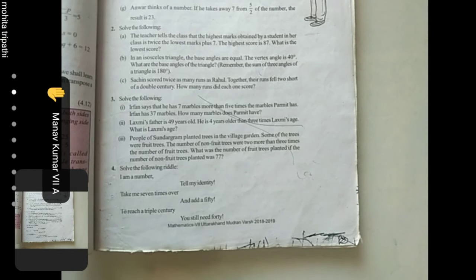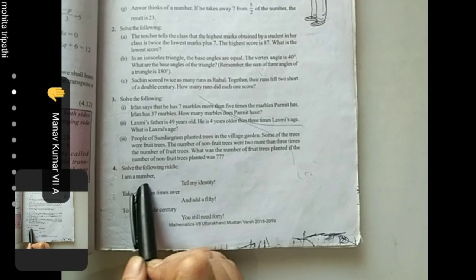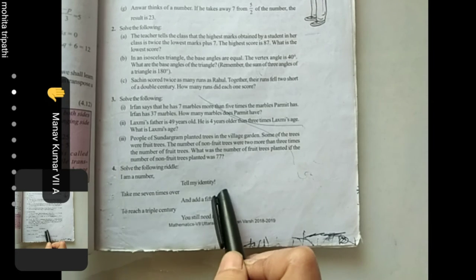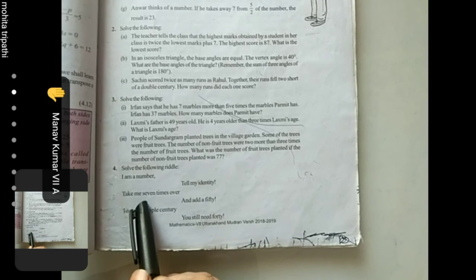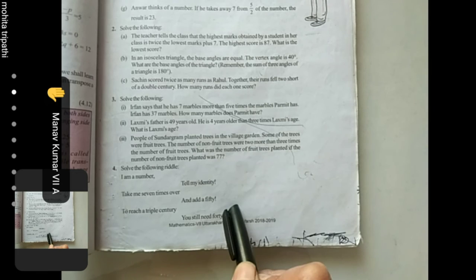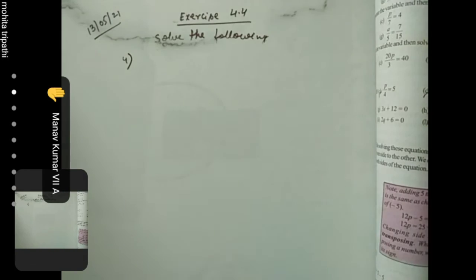Now question number 4. A riddle is for you all. Just see what the riddle is. I am a number, tell my identity. Take me 7 times over and add 50. To reach a triple century, you still need 40. Okay, so I am a number.